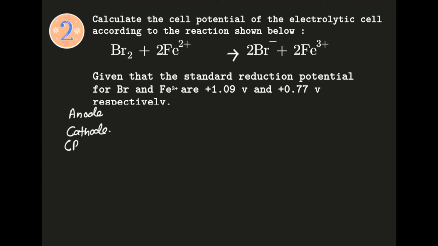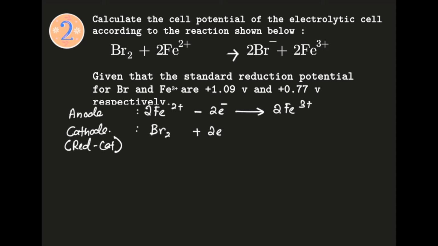So remember, for cathode is red cat. So reduction occurs at cathode. For anode, just now we were saying that it undergoes oxidation. So oxidation: 2Fe2+ minus 2 electrons shall produce 2Fe3+, right? On the other hand, for the reduction process, you will have Br2 plus 2 electrons, so it forms 2Br-.